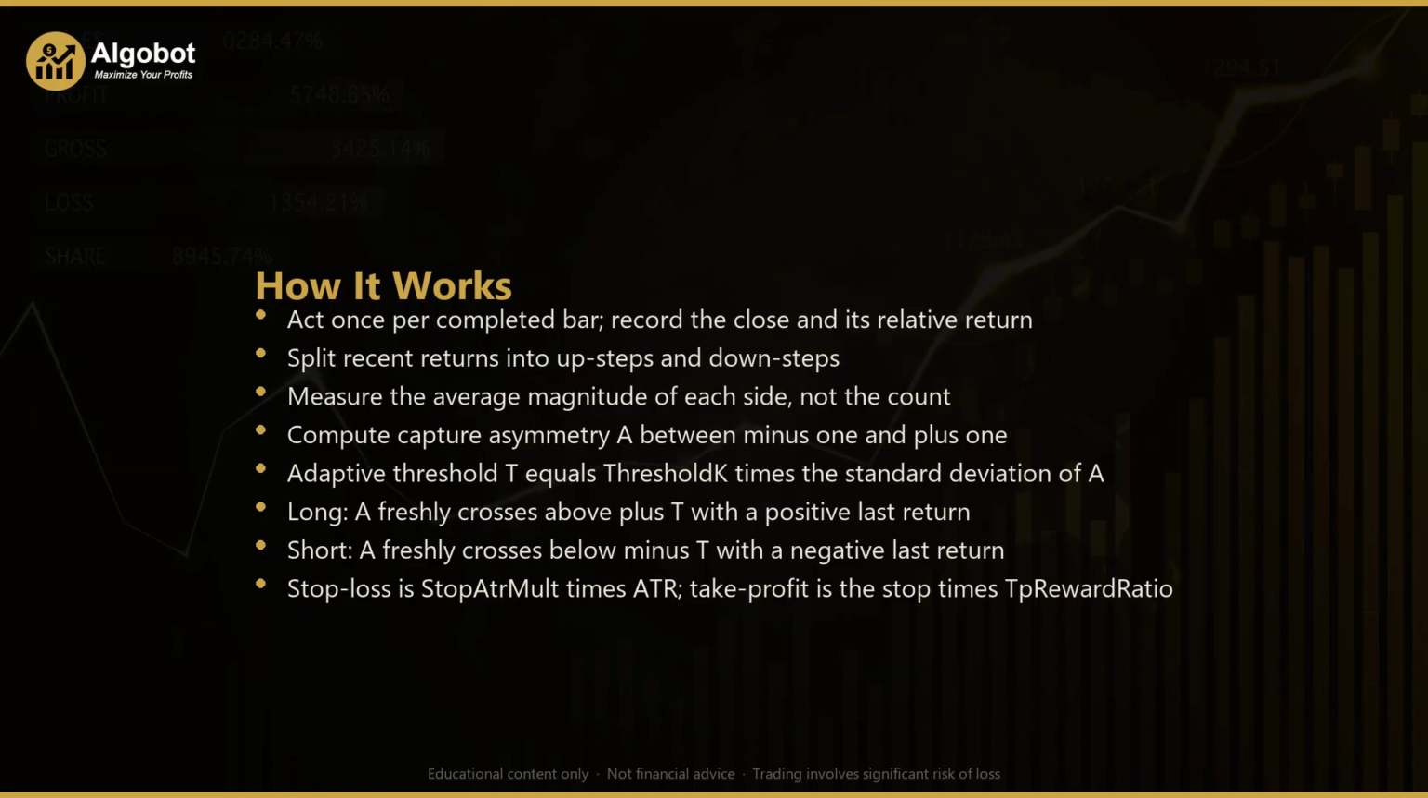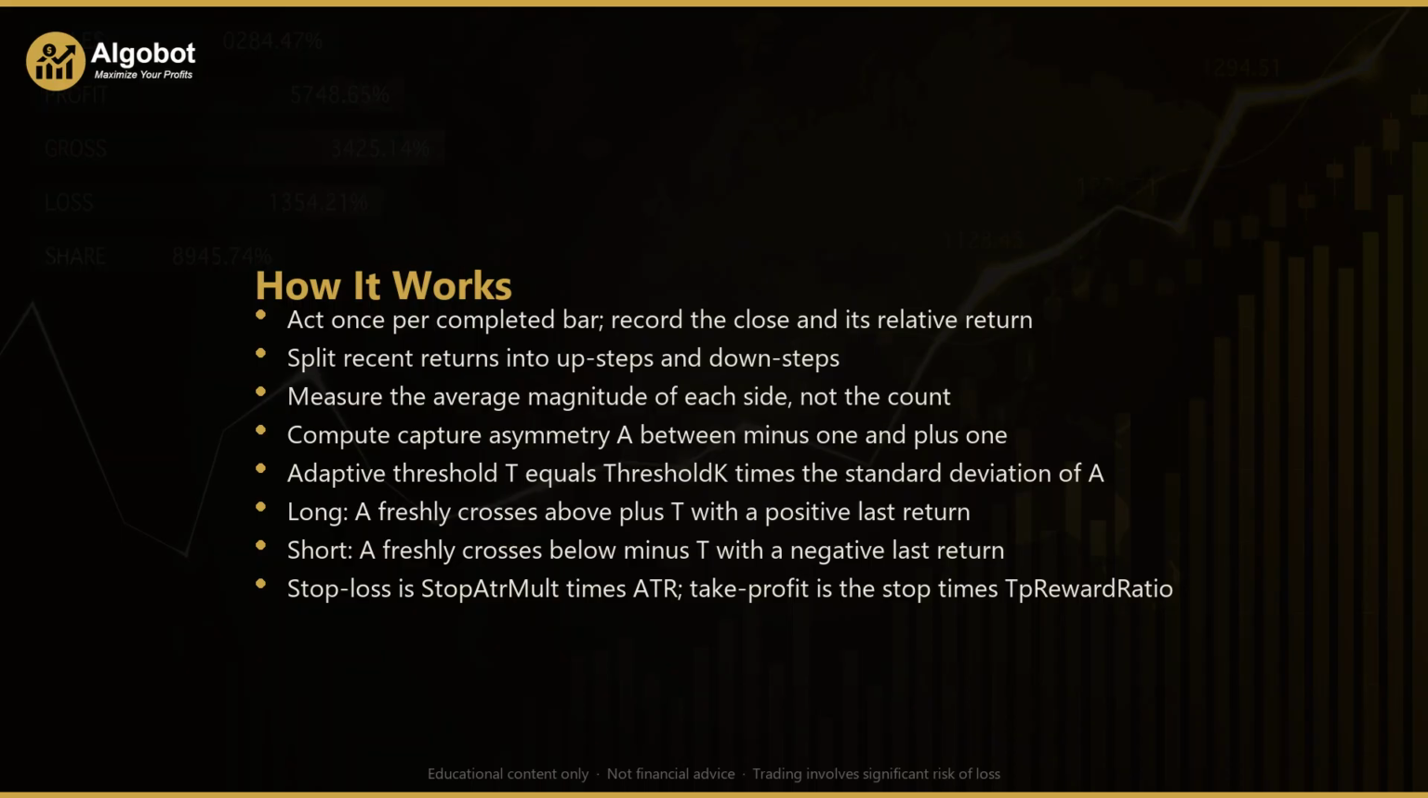Now the entry. A long signal is registered when the asymmetry line makes a fresh crossing from at or below the positive threshold to above it, and the most recent return is also positive. That second part is the release confirmation. The latest bar must agree with the signal's direction. A short signal is the exact mirror. A fresh crossing below the negative threshold, confirmed by a negative most recent return.